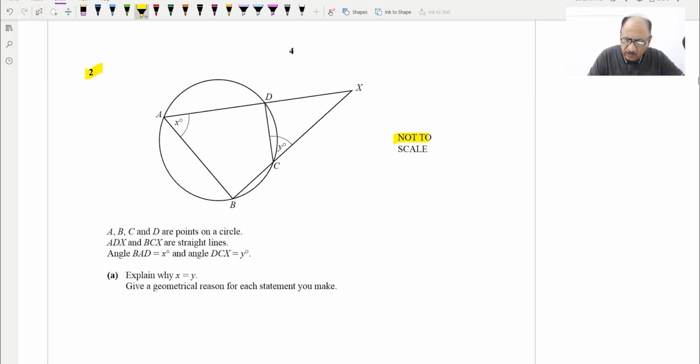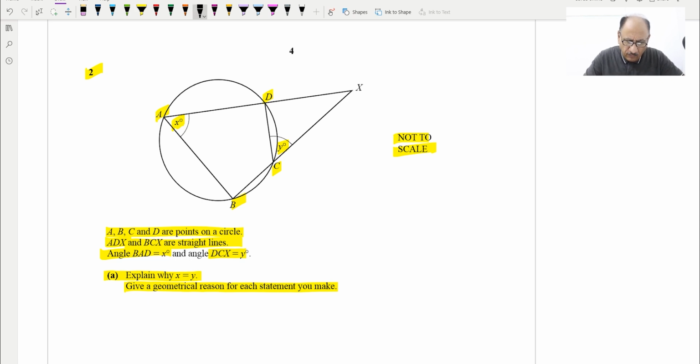Question 2 says that diagram is not to scale. A, B, C, D are points on the circle, so it means it's a cyclic quadrilateral. ADX is a straight line and BCX is also a straight line. Angle BAD is x, so this angle is x. Then angle DCX is y, so this angle is y. Part a: explain why x is equal to y. Give a geometrical reason for each statement you make.